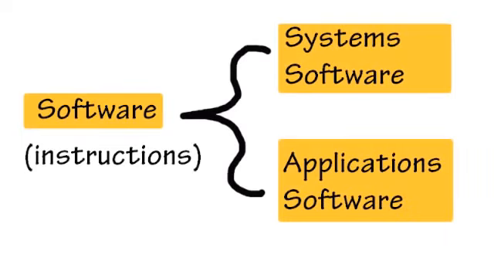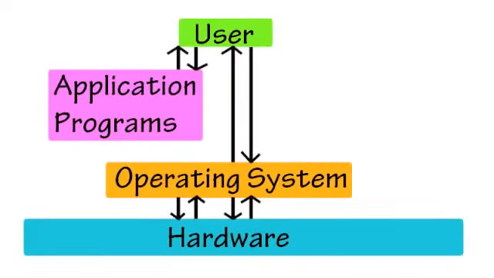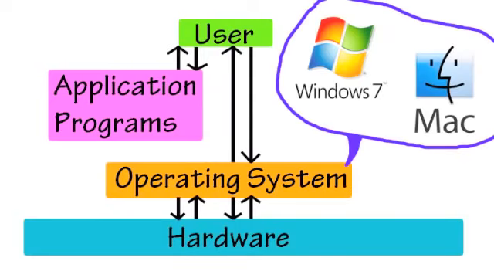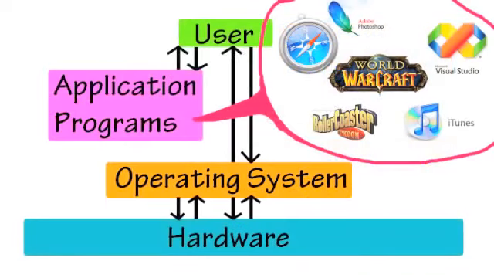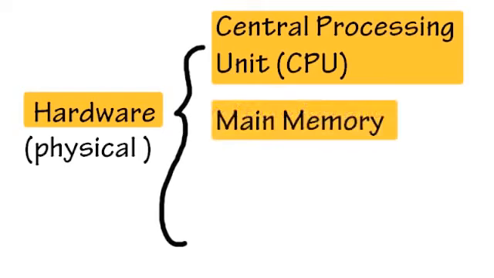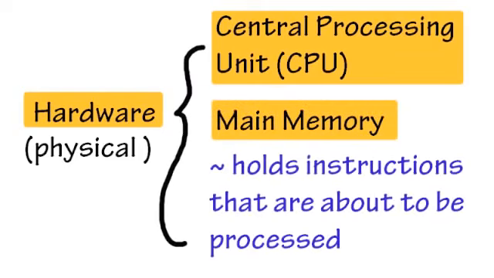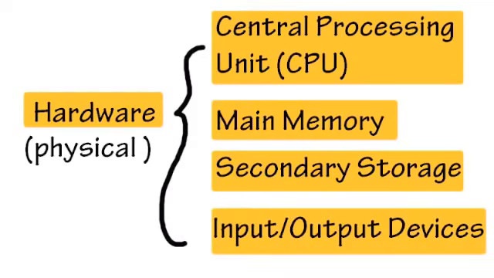There is the main program, called the system software, also known as the operating system, which controls and interacts with the hardware and software components. Application software are programs like Photoshop, Internet Explorer, and World of Warcraft. The main hardware components include the CPU, or Central Processing Unit, main memory, secondary storage devices, and the input and output devices.